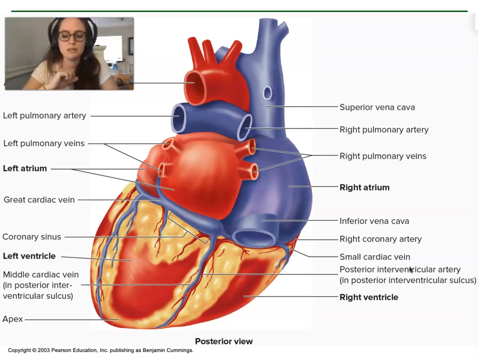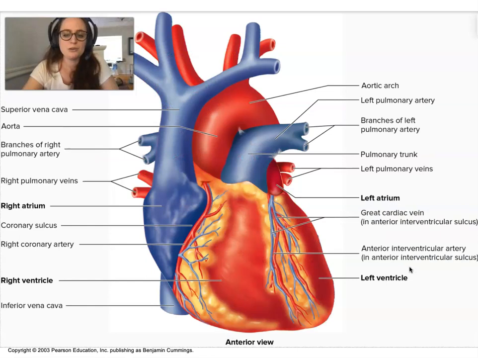They also have nicknames because it's very common to have blockages in these arteries, occlusions. We'll look at atherosclerotic plaque development later, and this is a really, really common site for that, this anterior interventricular artery. It's called the widowmaker. So once it's got a nickname, you know it's a big deal, right?